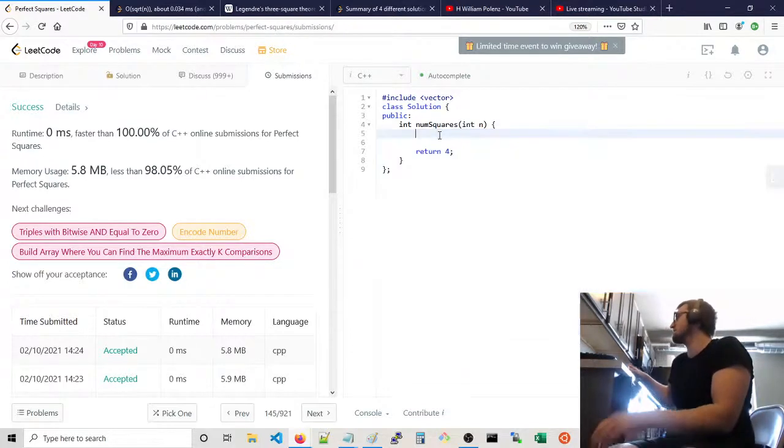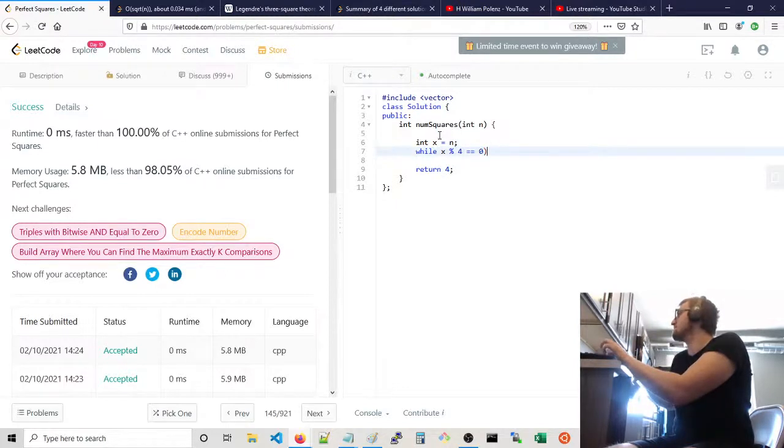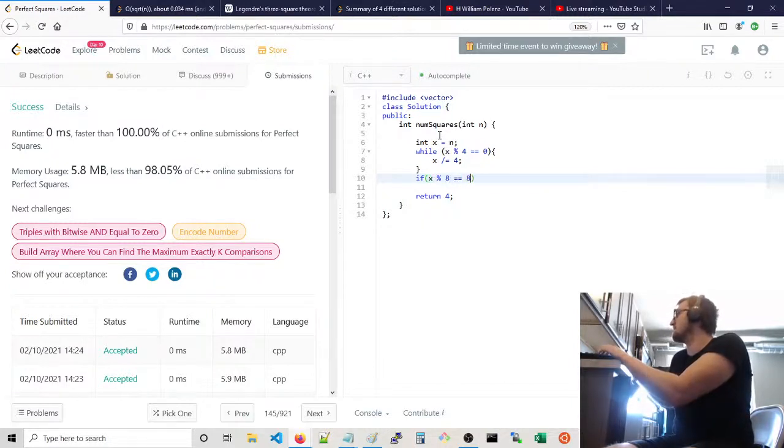All right, this is what we're gonna do. int x equals n; while x modulo 4 equals 0, x divided equals 4. Alright, that technically takes logarithmic time, by the way, although I think logarithm is faster than square root. But so we have, if x modulo 8 equals 7, we have no hope but to return 4.